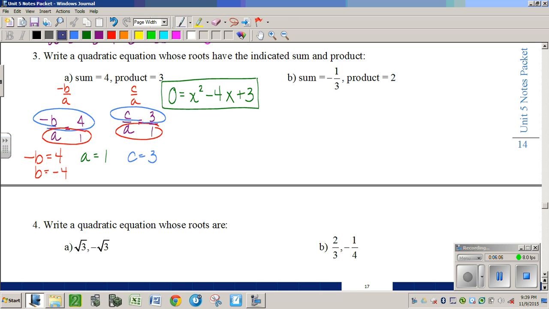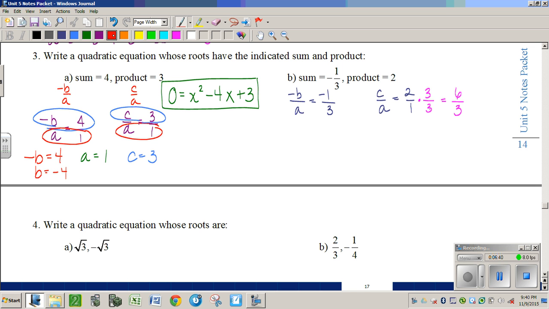Alright, so now let's take a look at the next one. The next one's a little bit trickier. We have negative B over A is equal to negative 1 over 3, and C over A is equal to 2 over 1. Now, if you'll notice, what's different in this one is that your A value is 3 in the sum, but it's 1 in your product. So I'm going to get it so I have a common A value. I'm just going to multiply the product over here by 3. So this now becomes 6 over 3.